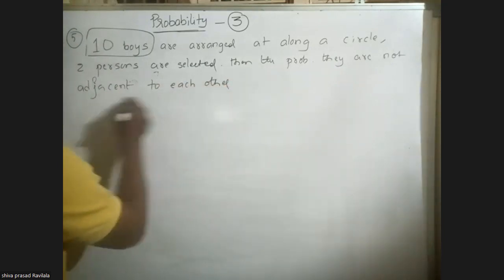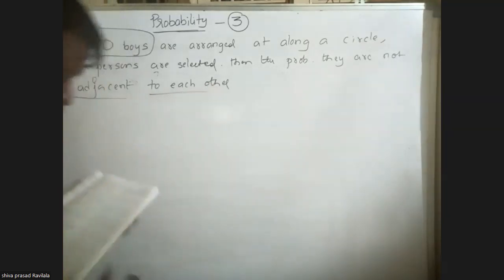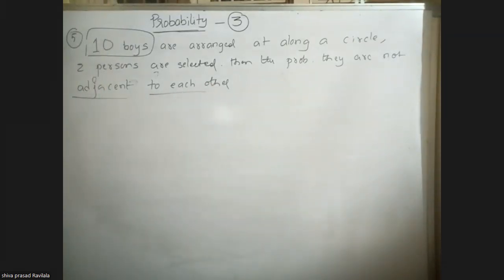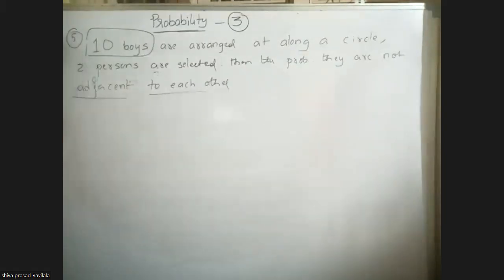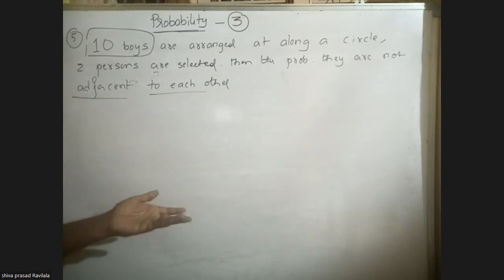What is the meaning of adjacent to each other? They are not adjacent to each other. Out of 10 persons sitting in a round table, along a circle, 2 persons are selected, then the probability they are not adjacent to each other. The first one was specified and the second one comes together, and in this condition, they are not adjacent to each other. One should not be right next to the other. Okay?